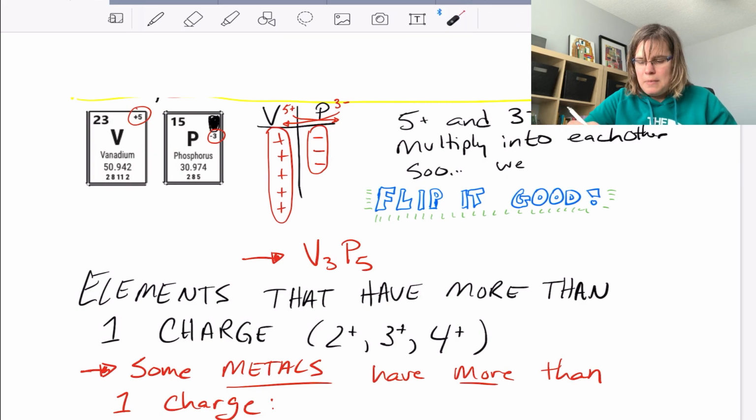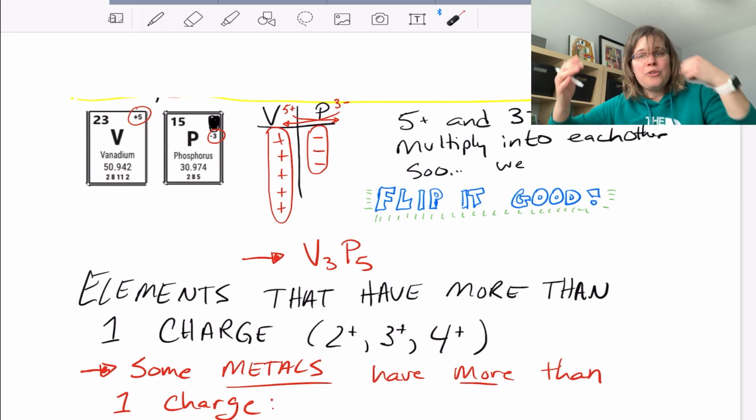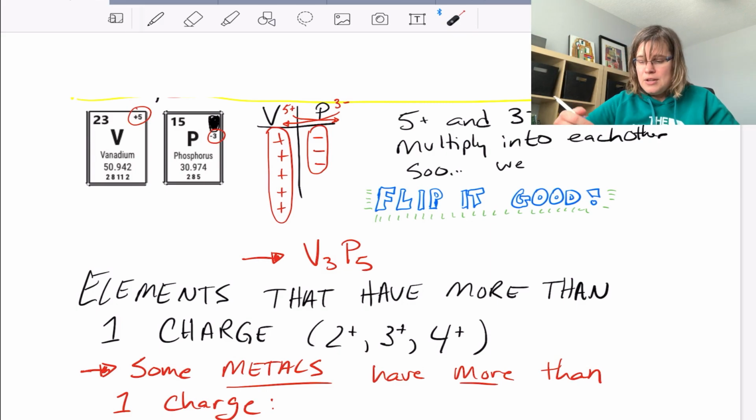So here's another example of the flippy do. I have vanadium and phosphorus. Vanadium's 5+ and phosphorus is 3-. 5 and 3 don't go into each other. It doesn't work. They don't fit. So all you literally need to do is just give each other the other person's number and you're good. So really, you're just going to give the 3 over to vanadium, the 5 over to phosphorus, and you're done, okay? So V3P5, that is the chemical formula. Vanadium phosphide, and you're done, flippy do. So kind of cool.